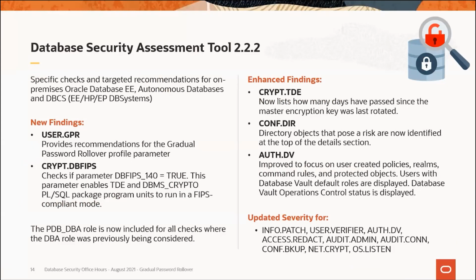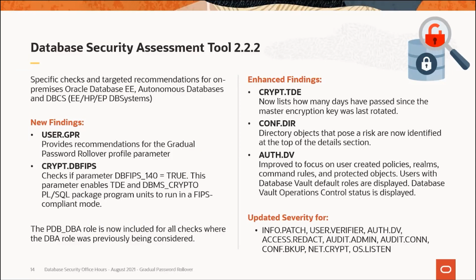2.2.2 is that Database Security Assessment Tool now understands what type of database it's looking at. So if it's looking at an autonomous database, it'll give you recommendations that are appropriate for autonomous. If it's looking at a cloud service database, it'll give you recommendations for that. If it's looking at Enterprise Edition instead of Standard Edition, it'll give you recommendations that make sense within the context of the database you're working with. So this is a nice change because it allows you to not have to remember, well, this doesn't really apply because I'm on autonomous. We now just show you things that make sense to you.